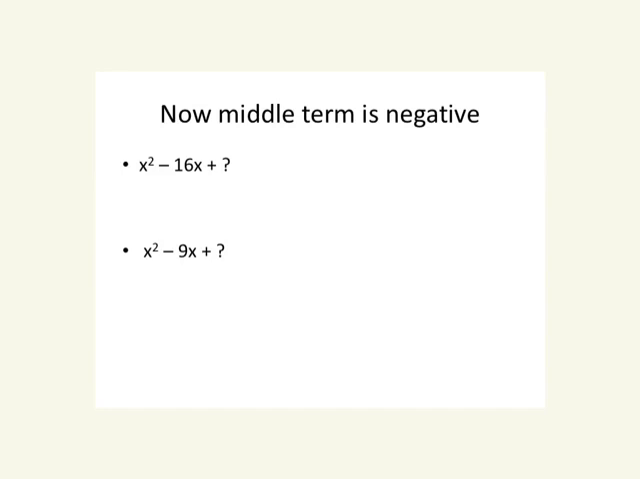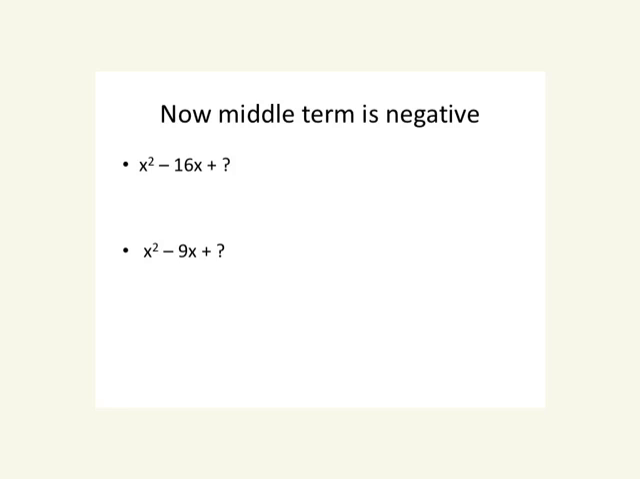Alright, a couple more examples. Here's one where the middle term is negative, and then the second one is one where the middle term's odd. So let's go ahead and do two more examples. Once again, same directions, folks. Go ahead and complete the square. Find the third term that would create a perfect square trinomial.